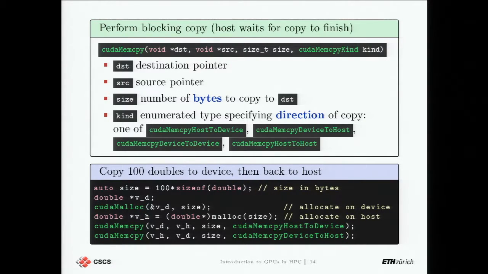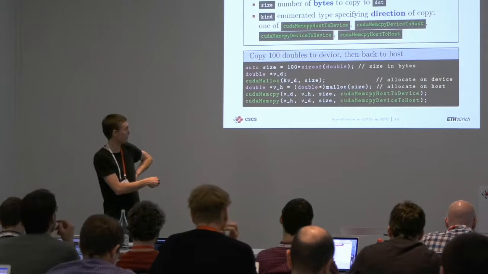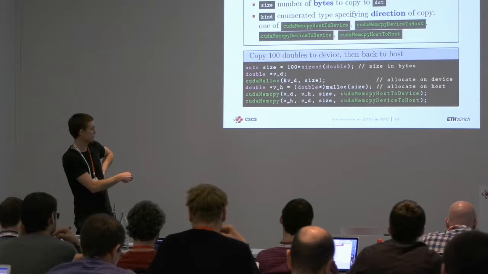So let's say we're going to copy 100 doubles to the device and then back to the host. We're going to take some values that are stored in memory on the host, copy them to the device, and then copy them back. We first figure out the size of our buffer, which is again 100 times size of double. We've got two pointers: a pointer to some memory on the device, which we CUDA malloc, and a pointer VH to some memory on the host, which we allocate using malloc. Then we do a CUDA memcopy, where this is the destination and this is the source, of size, with this flag, the memcopy kind, saying copy from host to device, and then we just do the same back.